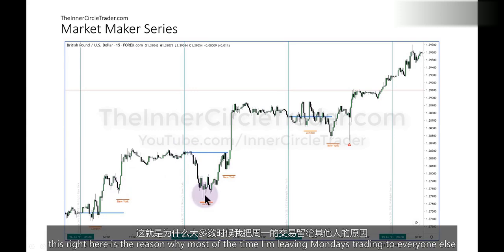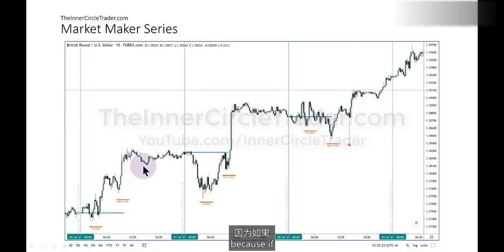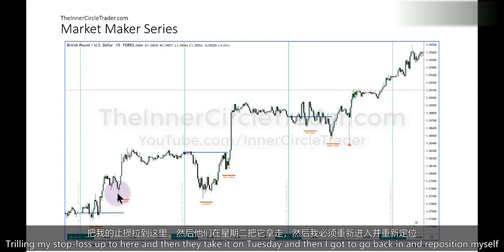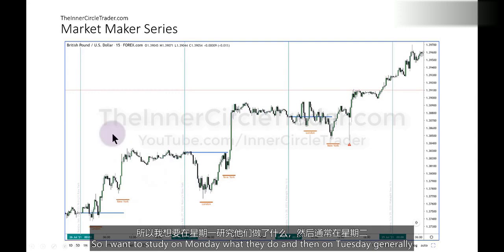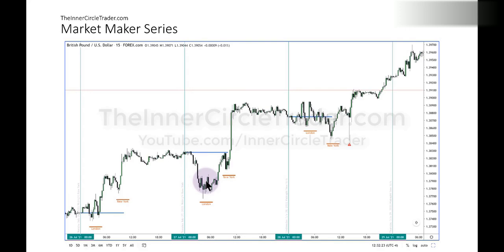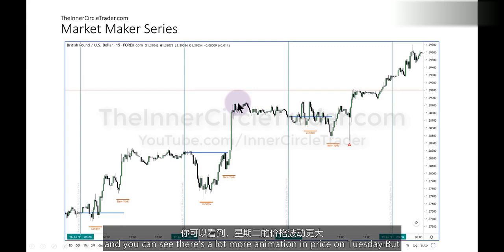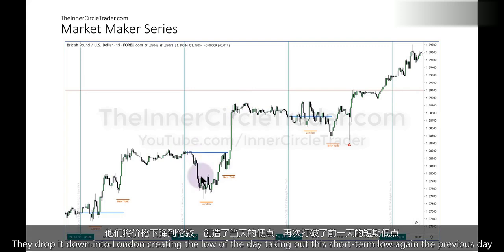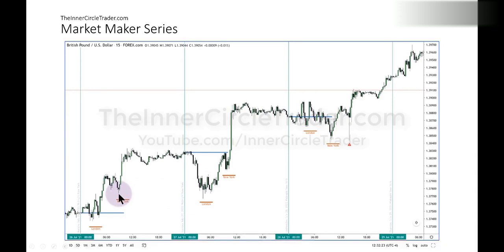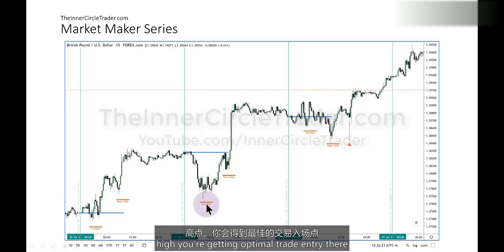This right here is the reason why most of the time I'm leaving Monday's trading to everyone else. Because if I establish a long here and it starts to rally up, I may make the mistake of trailing my stop loss up to here, and then they take it on Tuesday, and then I've got to go back in and reposition myself. So I want to study on Monday what they do, and then on Tuesday, generally that's my action day. And you can see there's a lot more animation in price on Tuesday, but look what they do. They drop it down into London, creating the low of the day, taking out this short-term low again from the previous day. And if you look at the low to high, you're getting an optimal trade entry there.